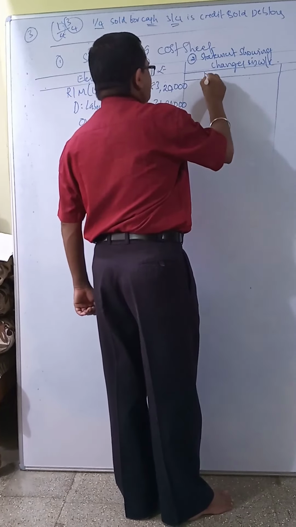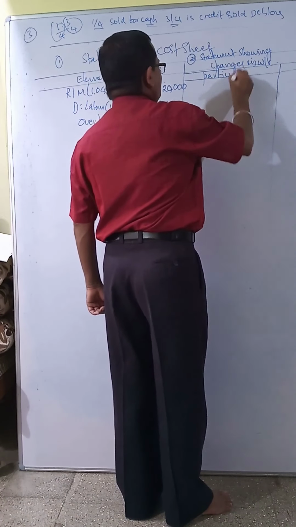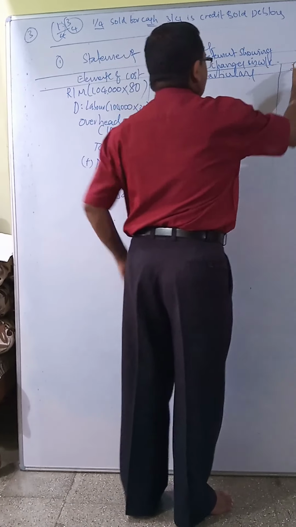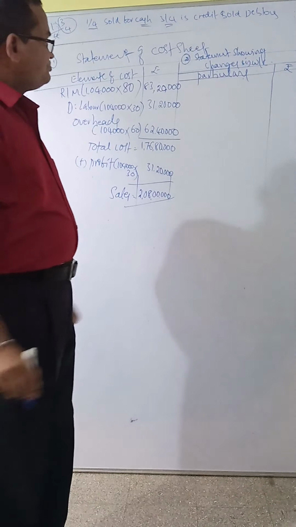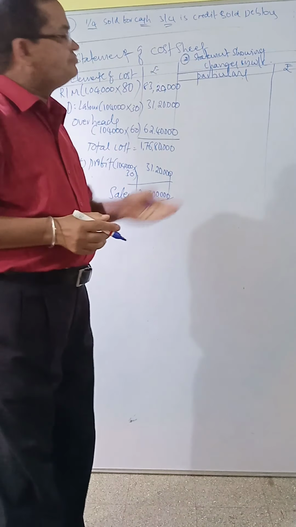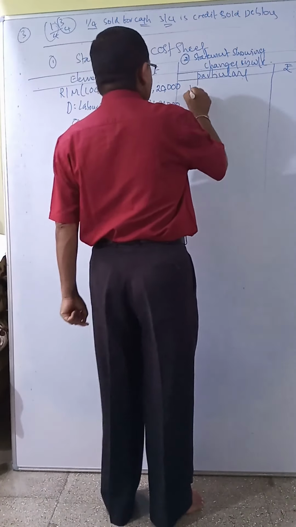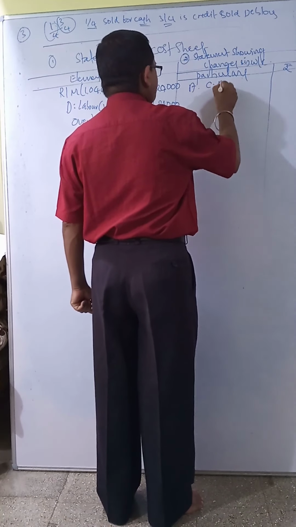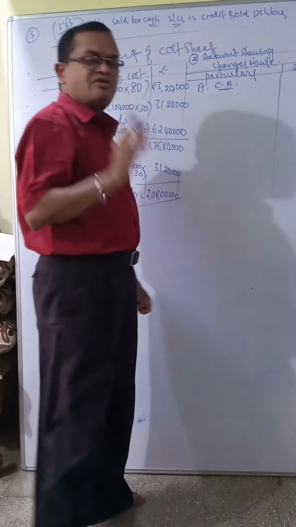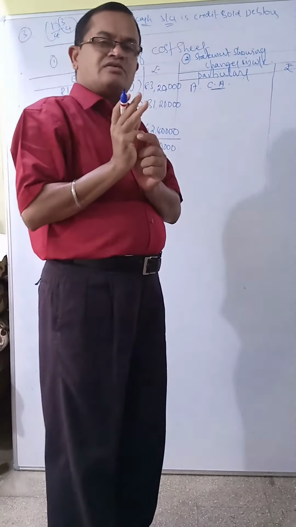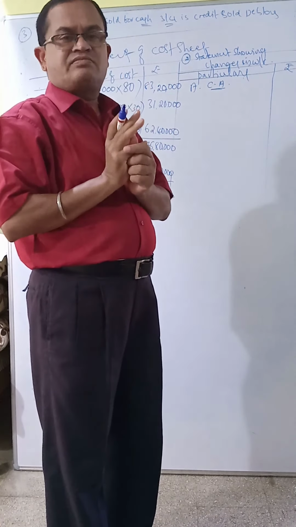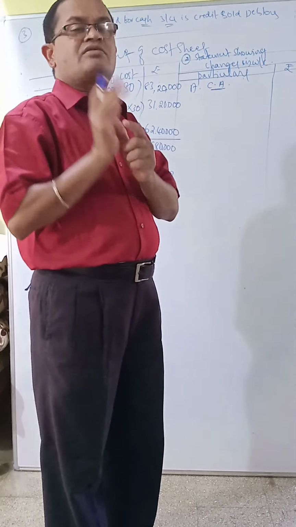So particulars, in rupees. Make it 2 columns. First, you have to take current assets. Current assets means what? First is inventory. Under inventory, raw material is inventory or stock.